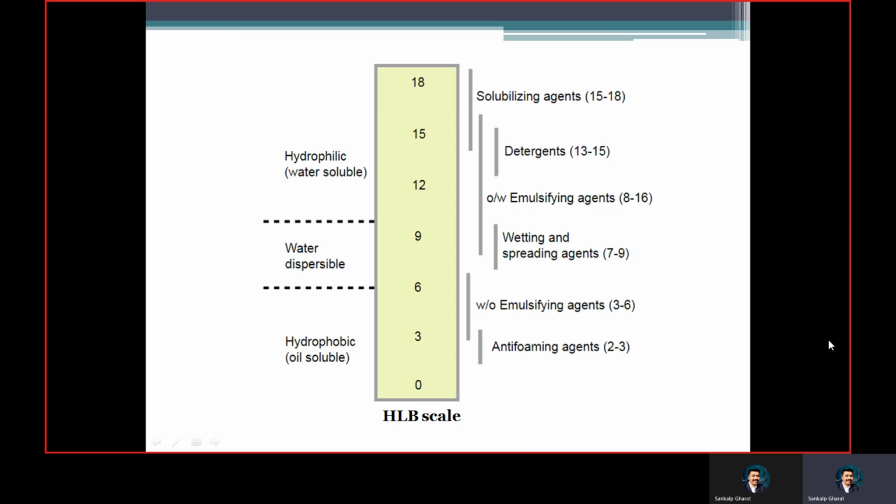If you are formulating a detergent or any formulation with cleansing action, then a surfactant with an HLB between 13 to 15 can be used. And if you are using a surfactant as a solubilizing agent, then a surfactant with HLB 15 to 18 can be used. So just see how this HLB scale would be helpful to you in choosing a correct surfactant for a correct product.